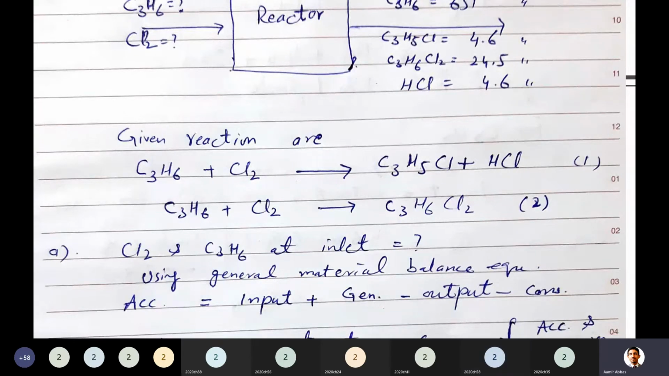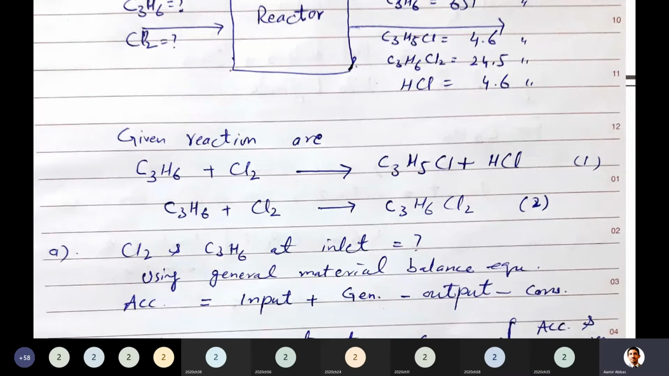Okay, then at the inlet chlorine is there. Definitely chlorine will enter the reactor. That we are supposed to find, because this is taking part in the reaction. Due to this, it will be part of the input, so this term will stay here. Generation. Now will the generation term stay here, or will it become zero?